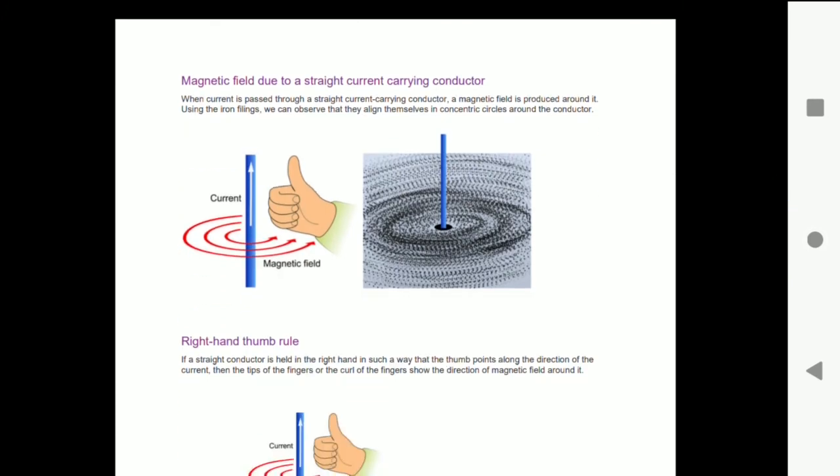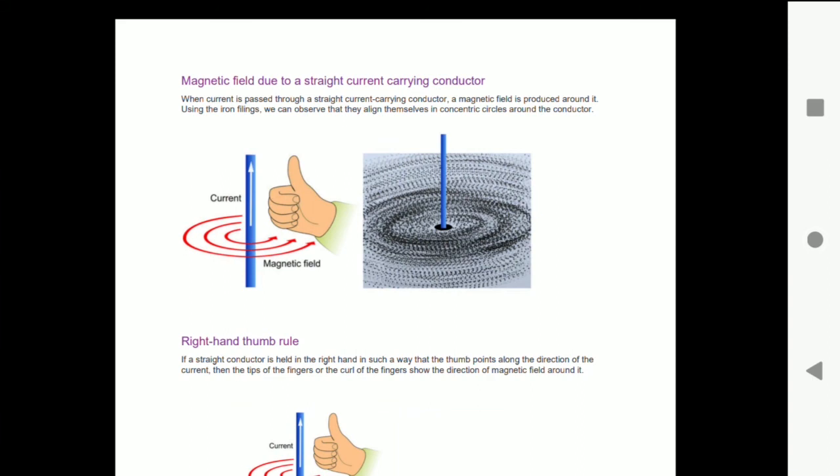Our next topic is magnetic field patterns produced by current carrying conductors having different shapes. The pattern of magnetic field produced by a current carrying conductor depends on its shape. Different magnetic field patterns are produced by current carrying conductors having different shapes. If the shape of the conductor is different, then the shape of the magnetic field produced by it will also be different.